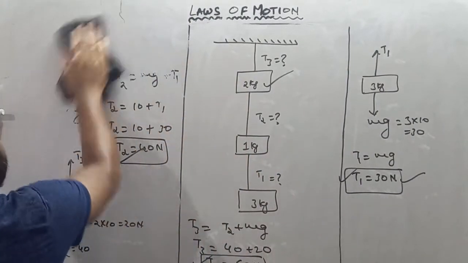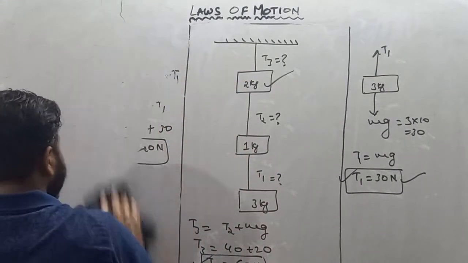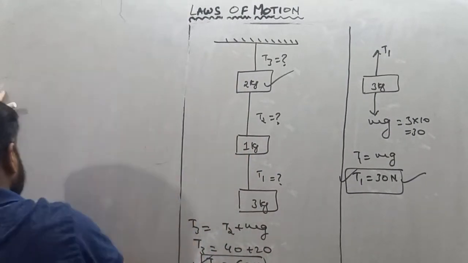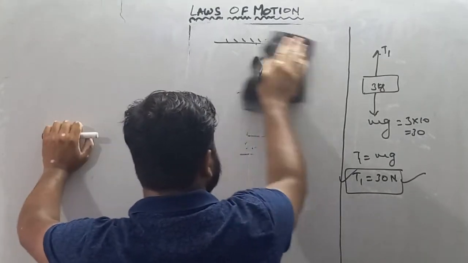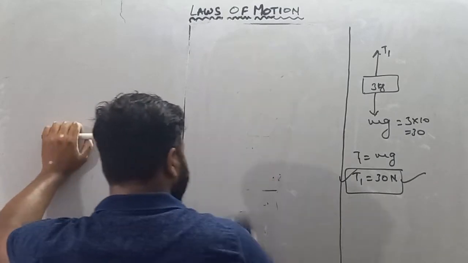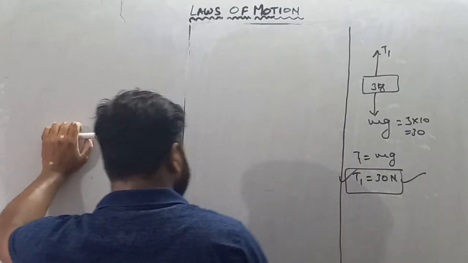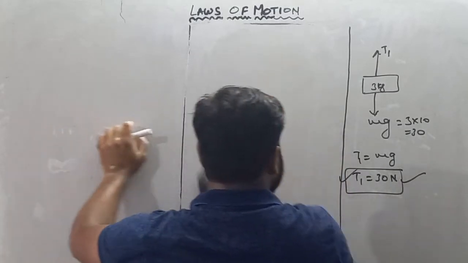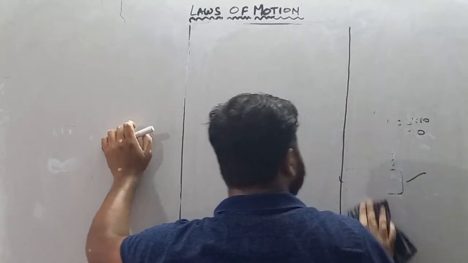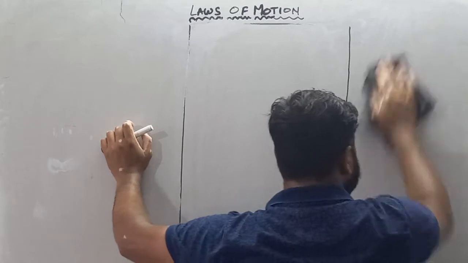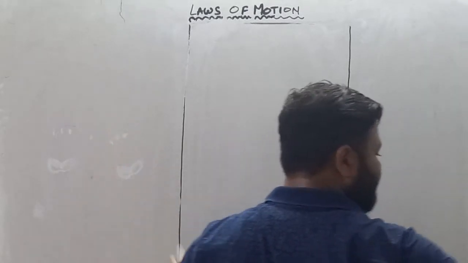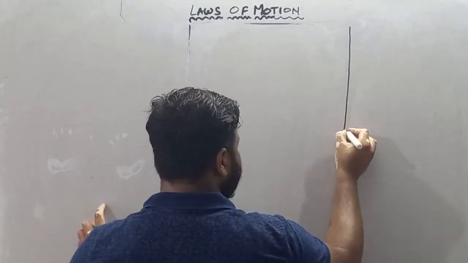Moving forward, my dear student, write down the next question. If the system is in equilibrium, then find the value of tension.